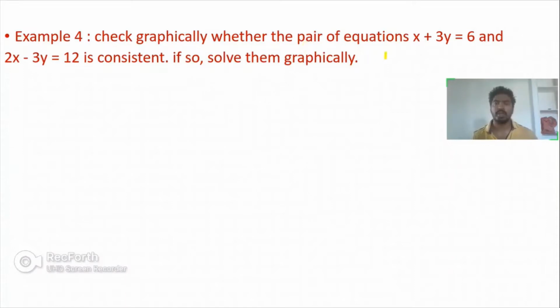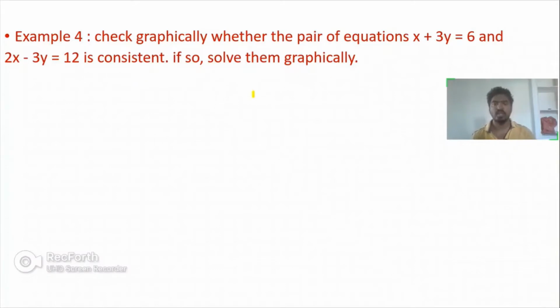They have given a pair of equations, that is x plus 3y is equal to 6 and 2x minus 3y is equal to 12, and they want us to check whether this pair of equations is consistent or not. If we find these two equations are consistent, then they want us to solve them graphically.